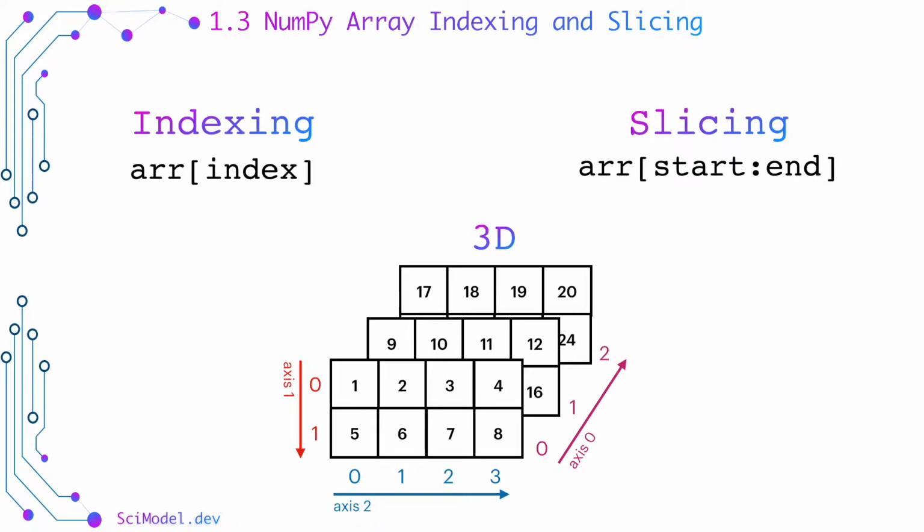Just like lists, NumPy arrays can also be indexed or sliced to extract certain values. It is important to note that the index number for each axis starts from 0 and increases along the axis, as per the length of each axis as shown in the figure. Now, let's look at the indexing technique.